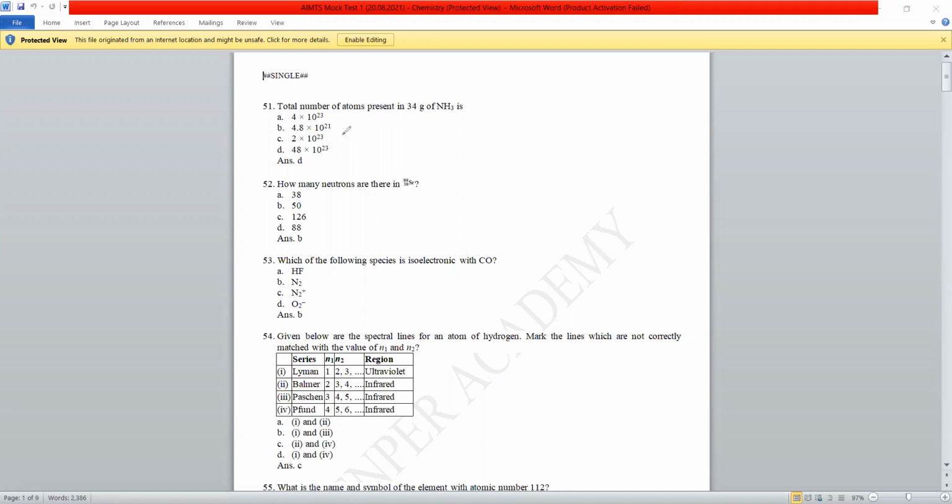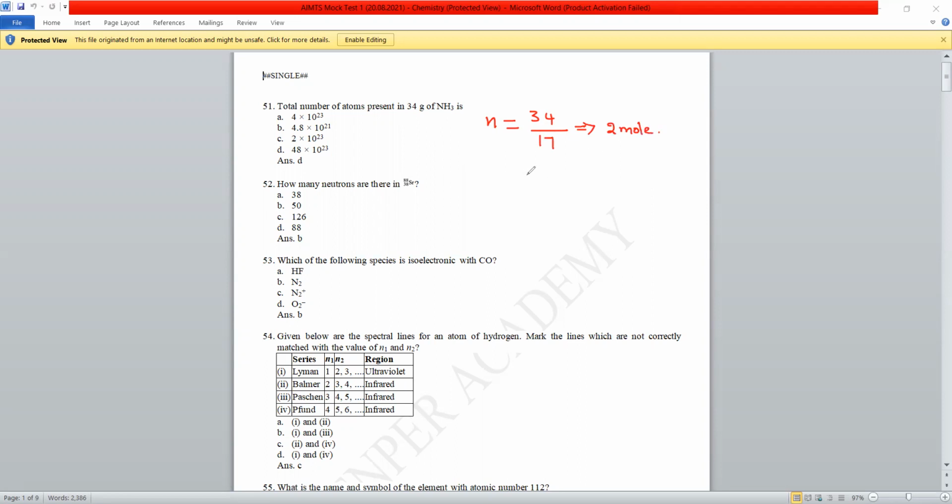So we see here question number 51. They have asked the total number of atoms present in 34 grams of NH3. Initially we have to find how many moles we have. The mole formula is n equal to given weight by molecular weight. Given weight is 34 and molecular weight of NH3 is 17. On simplification, we got 2 moles.